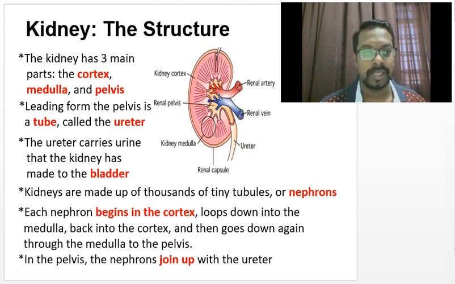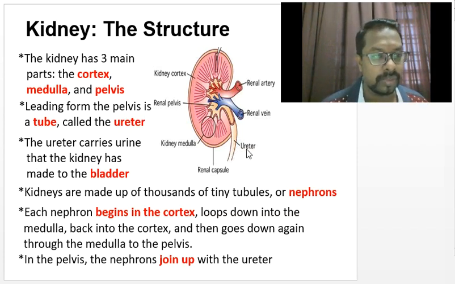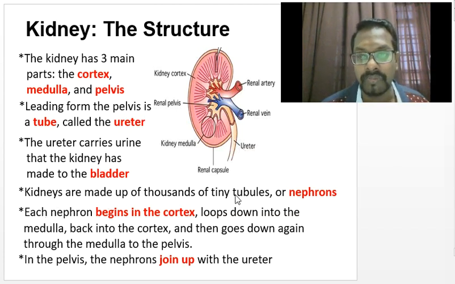Where is the bladder? I'll show you another diagram later. Now, kidneys are made up of thousands of tiny tubules, or nephrons. So what is a nephron? Actually, this whole part is a nephron.